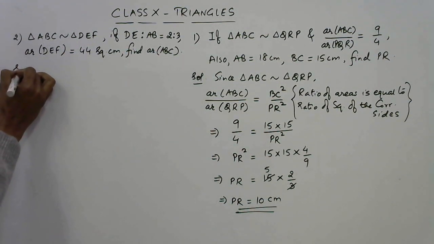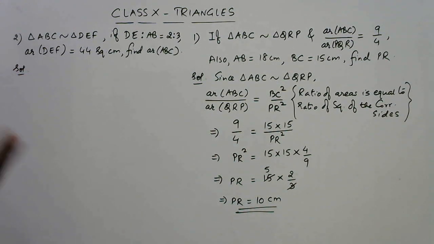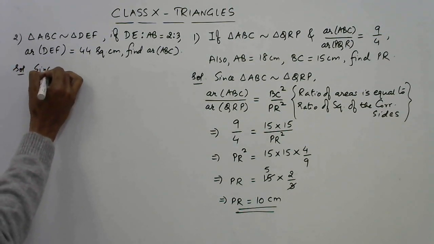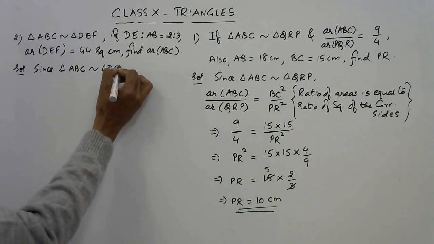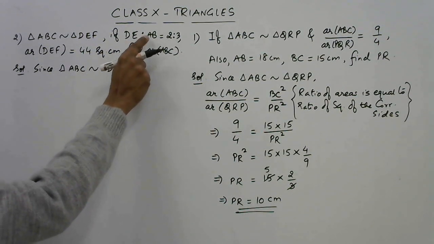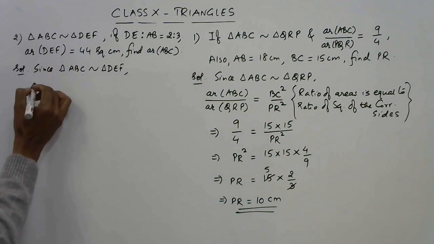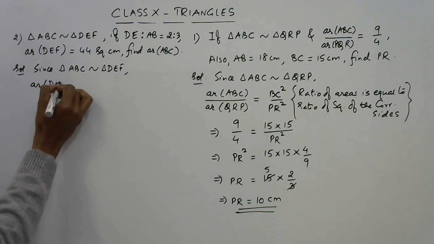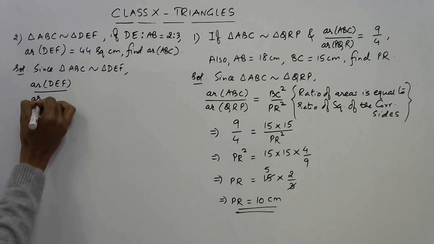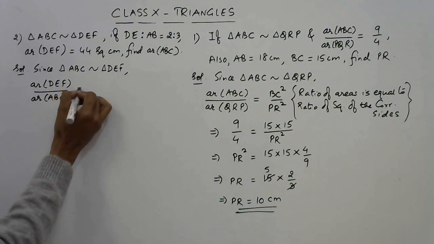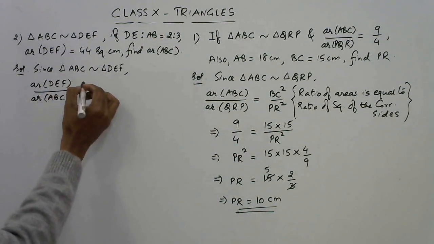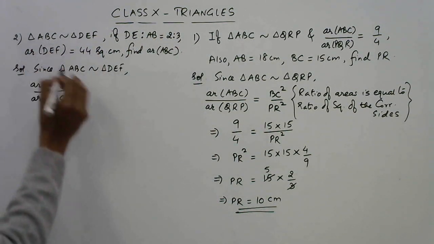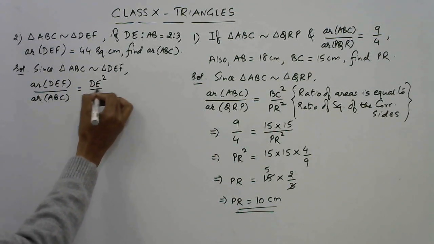So it is but obvious from the given data that you have to use the same theorem which we have used here. So again, since triangle ABC is similar to triangle DEF, now see here DE ratio AB is given. So I will take DEF first. Area of DEF upon area of ABC. So I have taken it the other way around so that I can have the DE ratio AB used here. So if you take DE here, you have to take AB here. So DE square upon AB square.